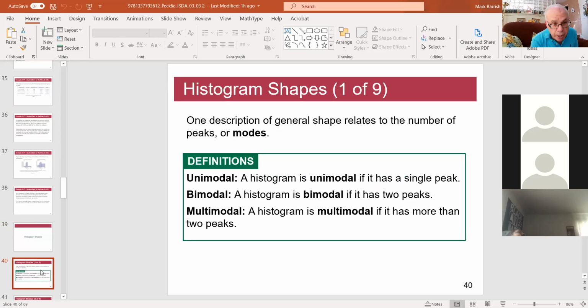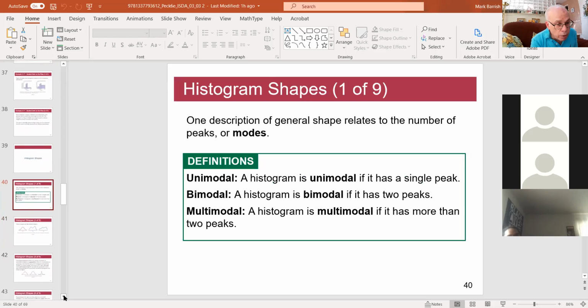We could talk about the peaks of the histogram. It could have one peak, which we would call unimodal. It could have two peaks, bimodal, or it could have more than two peaks. It could be multimodal. The word mode, M-O-D-E, is a measure of the center of a distribution of a data set. And it's basically the most frequent number in your data set. The number that's in your data set that is repeated the most frequently.